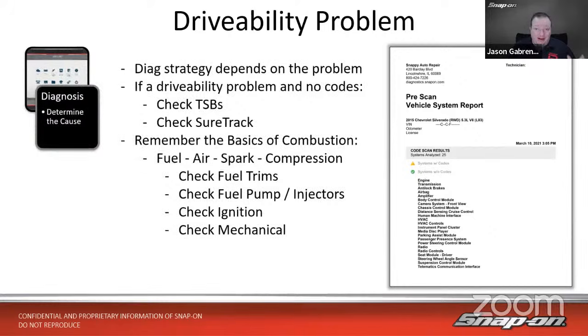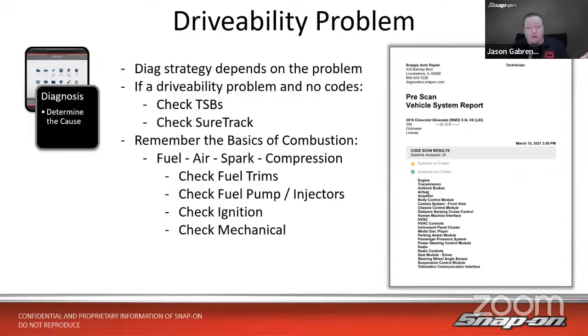Your diagnostic strategy, after you've done all this prep work, is going to depend on what the problem is. If it's a drivability problem and you don't have codes, you're going to want to check TSBs. That'd be one of the first things, because manufacturers put out TSBs for things that have proven to fix a decent number of vehicles. Every manufacturer is a little bit different, but it's proven to fix X number of vehicles from this manufacturer, and they'll put out a technical service bulletin on that. So you should always check them first. I can check SureTrack or experience-based information, if you want to label it that way. What have other techs done in this situation on this year, make, model of vehicle? And you can break it down that way.